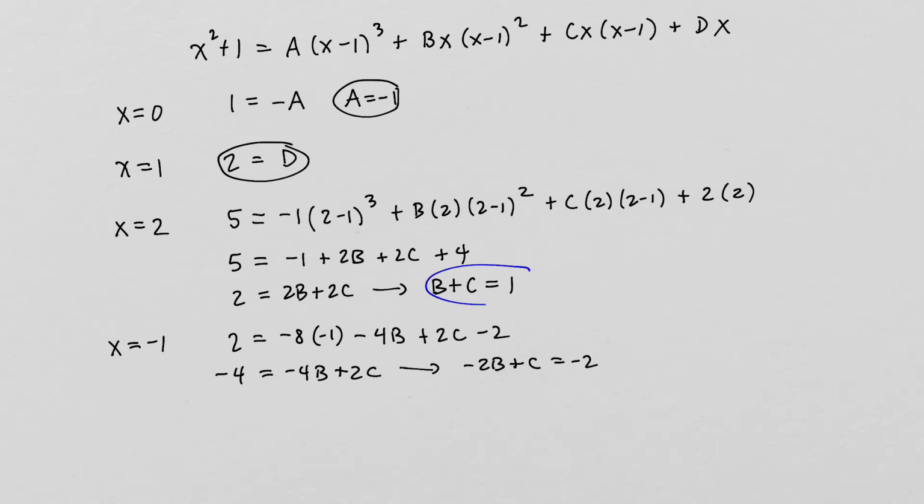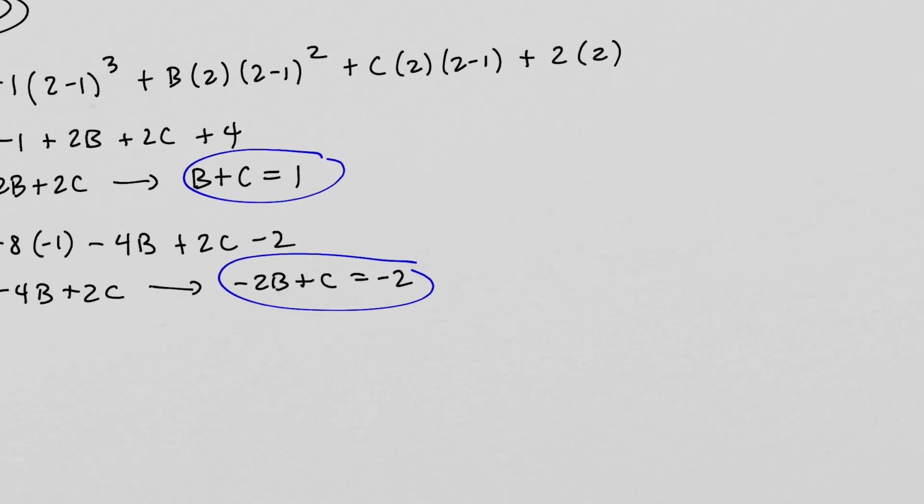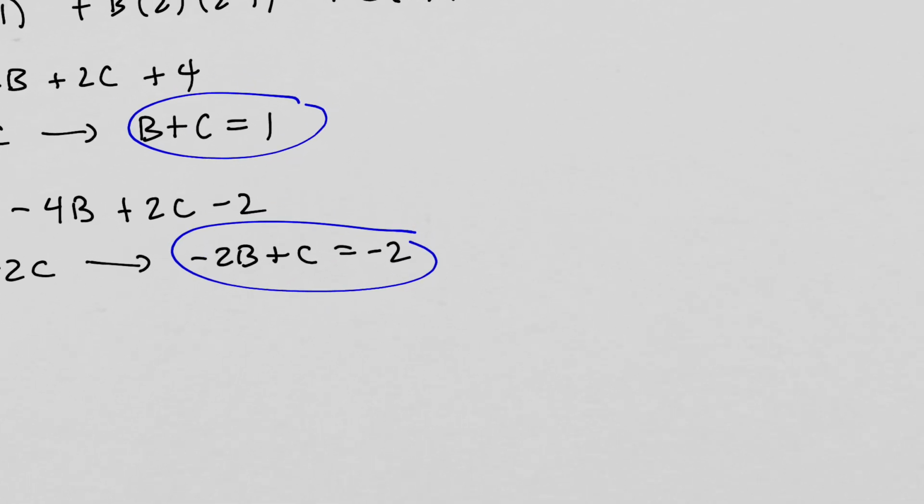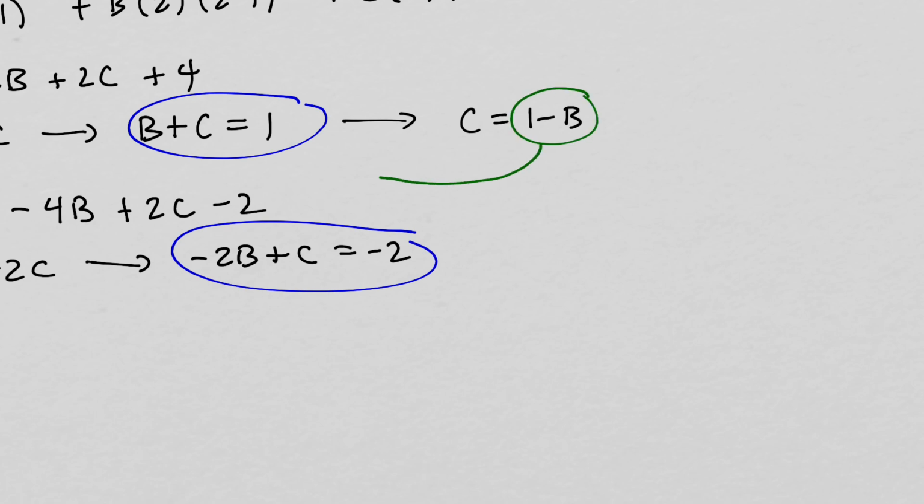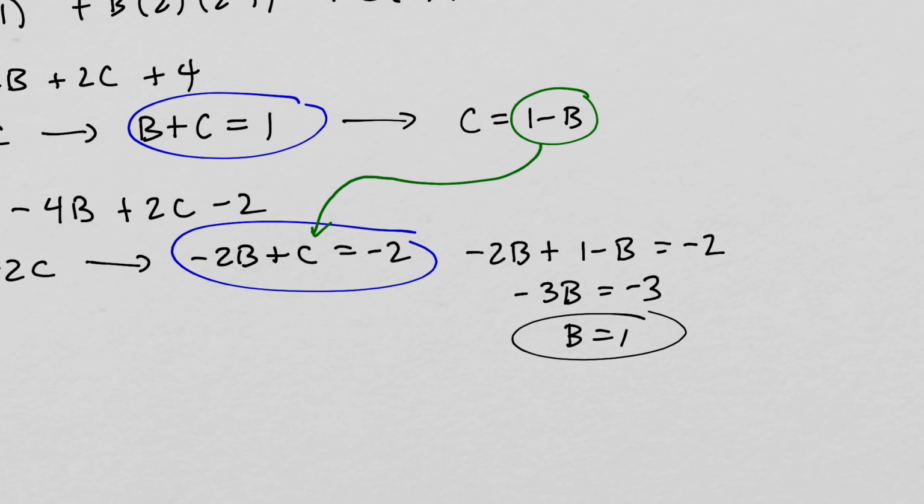Now I'm just going to take these two equations and solve for b and c. And you can do this a number of different ways. You could use elimination, you could use substitution. I think I'm just going to substitute. We know that c is equal to 1 minus b, and then I'm just going to plug 1 minus b right there. So we have negative 2b plus 1 minus b equals negative 2, so negative 3b equals negative 3. So b is equal to 1. And if b is 1, 1 minus 1 is 0, so c must be 0.